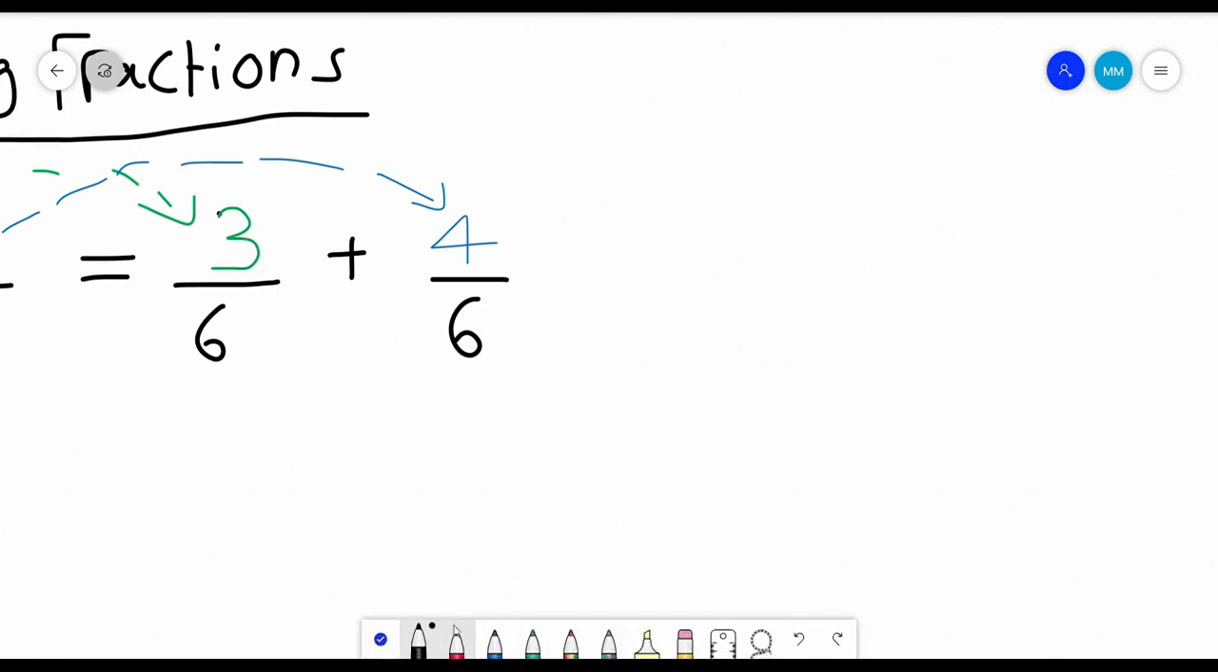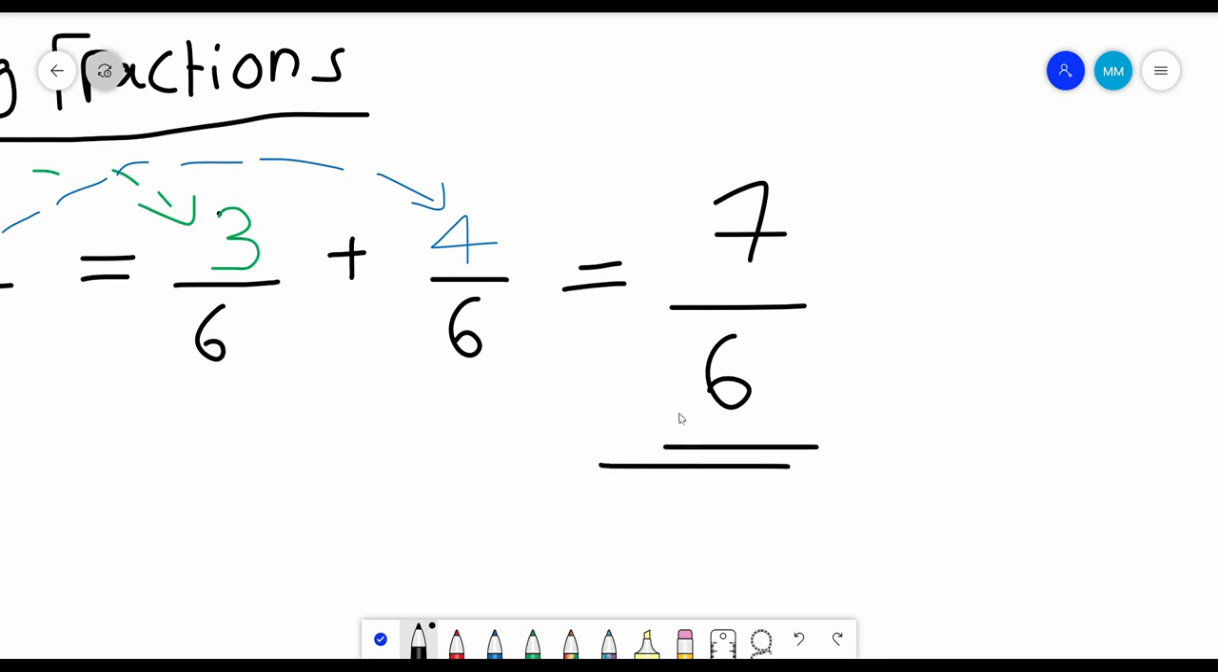We then put another equal sign, and at this point, and only at this point, are you allowed to add the two top numbers. So you end up with 3 plus 4 equals 7. These bottom numbers never get added. So that is a 6. That is the correct answer, 7/6.